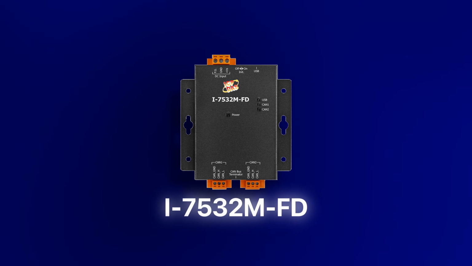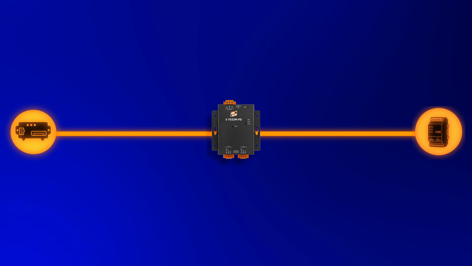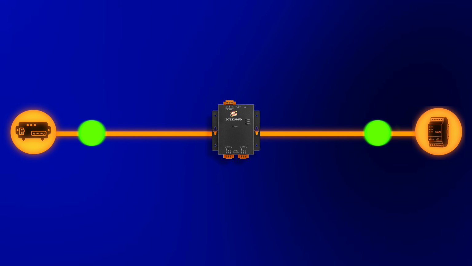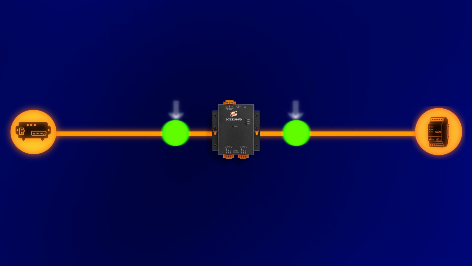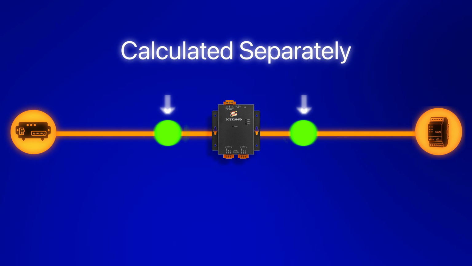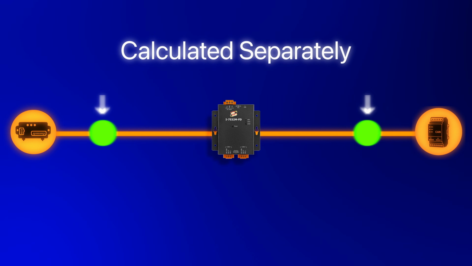So let's start with the foundation of the lineup, the I-2532MFD. This is a 2-channel CAN bridge, and what it does is sit between 2 CAN networks and connect them together while keeping each side fully independent. And that independence ends up solving all 3 of the problems that we just talked about. For one, the transmission distance on each side gets calculated separately, so your total network distance basically doubles without you having to touch your baud rate.